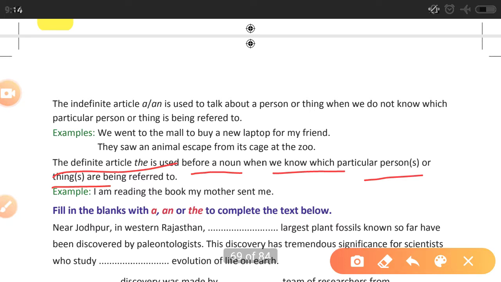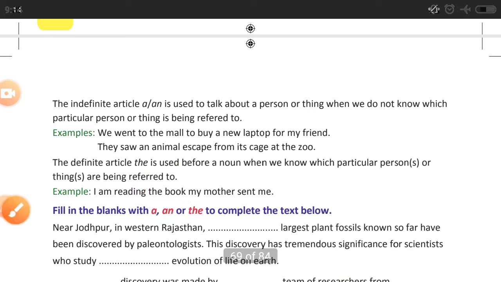For example, I am reading the book my mother sent me. So what does "the book" mean? Why is it mentioned as "the book"? Because it is the only book which was sent by the mother, not by anyone else, only by the mother. So we have made it definite. The book is definite. Why? Because it was sent by his mother. Clear? So we have emphasized the book because we know about the book. There are thousands of books in the world, but we are talking about the book which was given by the mother.